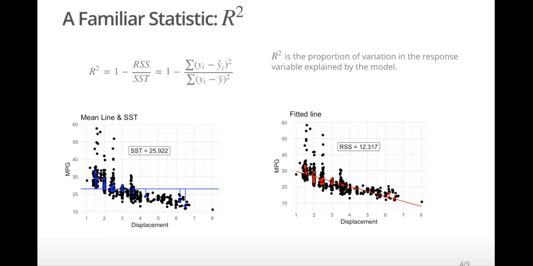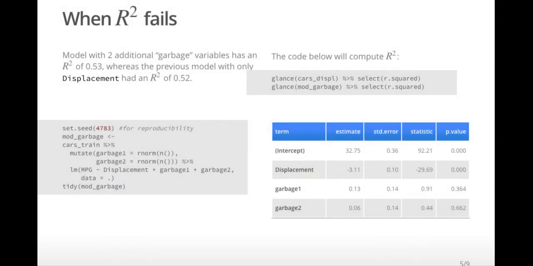R squared is always between 0 and 1. Values closer to 1 indicate a stronger model. So, let's use R squared to evaluate model performance. Right? Well, as it turns out, R squared is not the greatest statistic to use to measure model performance.